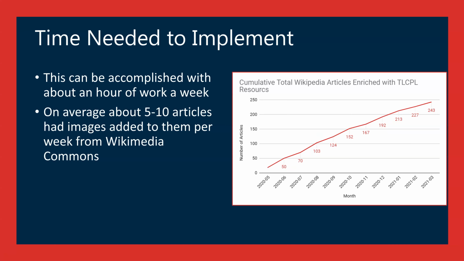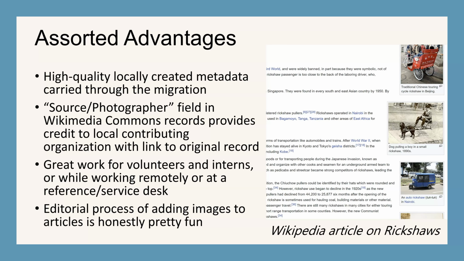So the 14 million page views is a great and noteworthy accomplishment, but what might be even more significant for those who are actually engaging in this work is that all of this was accomplished on no more than about an hour of work a week, adding images drawn from the migrated materials in Wikimedia Commons to about 5 to 10 Wikipedia articles a week. Frequently, this maybe only took about a half hour of time, honestly. And as you can see, as of March of 2021, a total of 243 articles had been enriched, generating those 14 million page views.